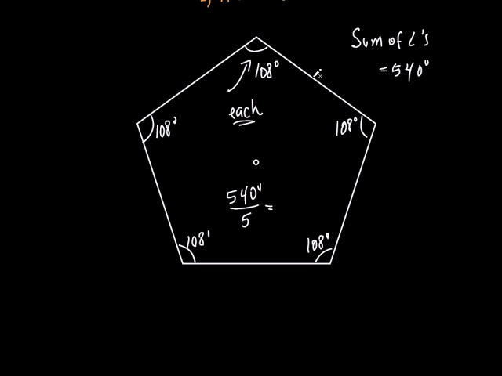Now, that doesn't help you tell how long the sides are, but it definitely tells you how big the angles are. So that's how you can find each angle. That's the key: each angle in a regular polygon. Okay, we're back to GeoGebra.